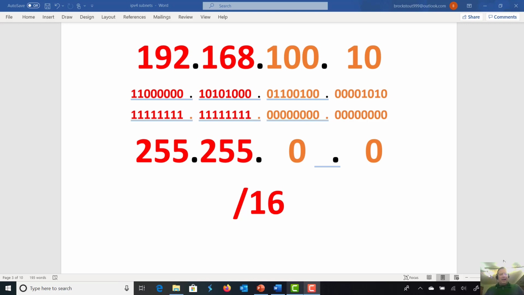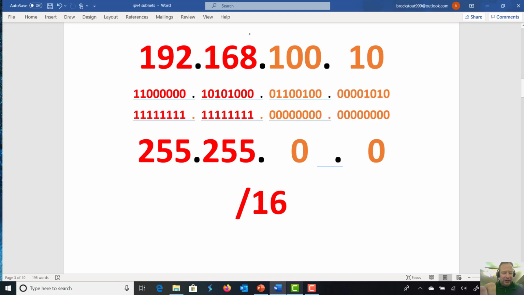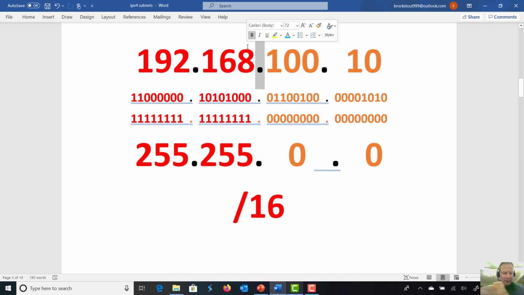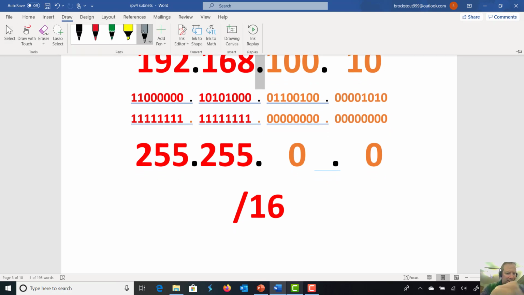So what we've got here is our address is 192.168.100.10, and our subnet mask this time is now 255.255.0.0. You can see the color scheme has changed a little bit. The golds are starting to gain on the reds. There's a little bit less red and a little bit more gold, because at this point on this system, I want to do this.